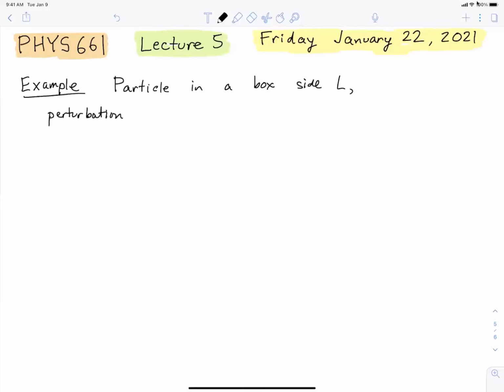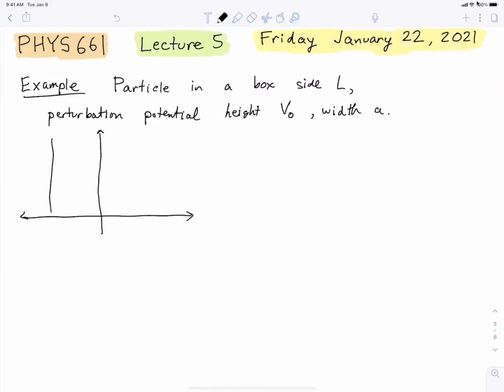which is going to be a potential that we add to the middle of the box, which is going to be height V0 and width of A. So the picture of the potential that we're adding, or the total potential that we have, is infinite at the sides of the box and outside the box. There's this bump in the middle, V0. This is minus A over 2 to A over 2. And then it does this. So minus L over 2 to L over 2. This is the forbidden region, completely forbidden region.